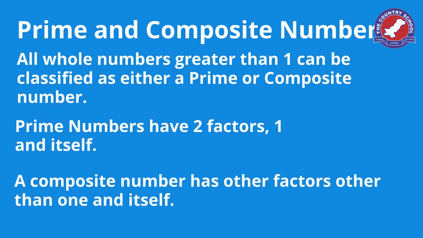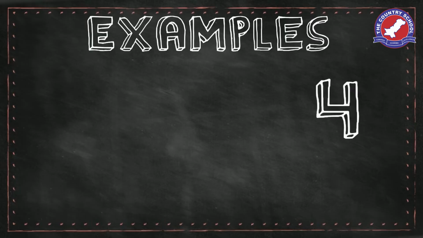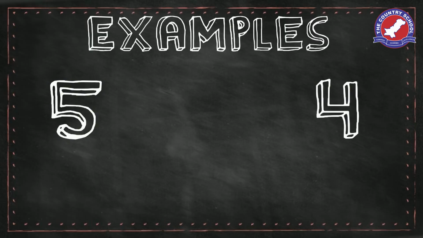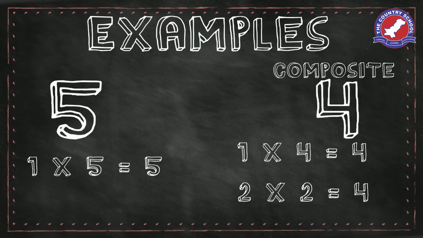So let's take a look at some examples. Let's look at 4 and 5. 4 is divisible by 1, and 4 is also divisible by 2. So 4 is a composite number. 5 is divisible by 1, but it's odd, so it's not divisible by 2 or any other number. So 5 is a prime number.